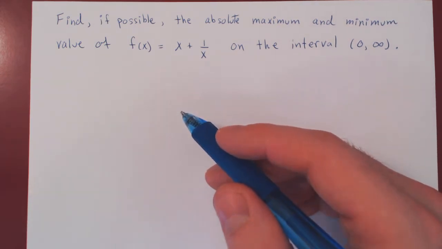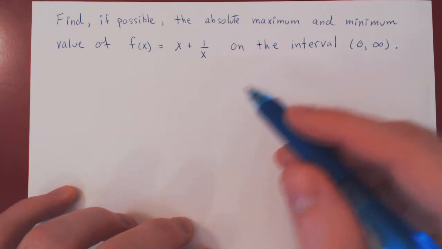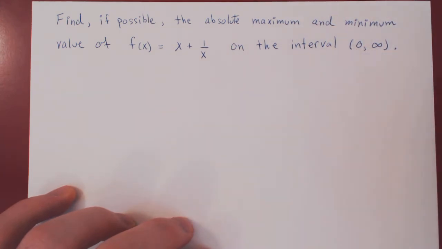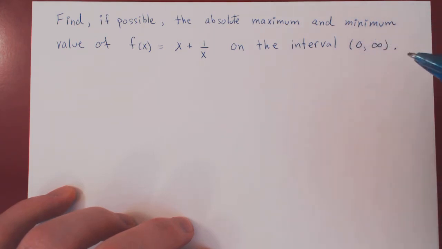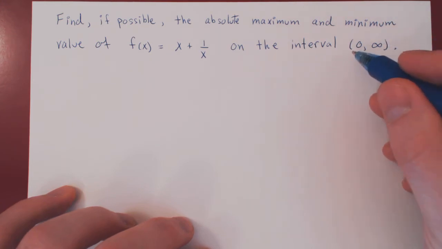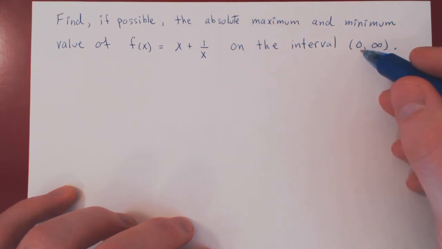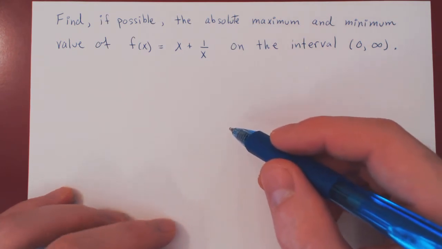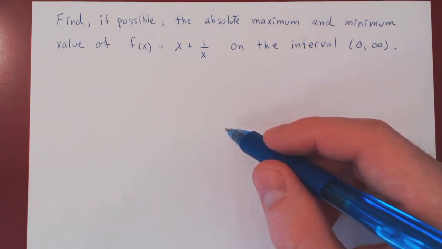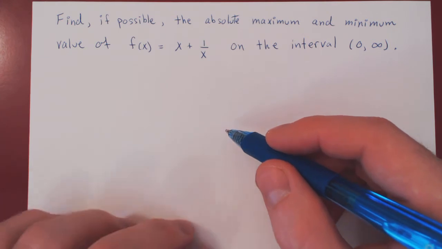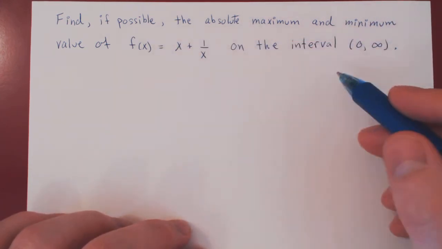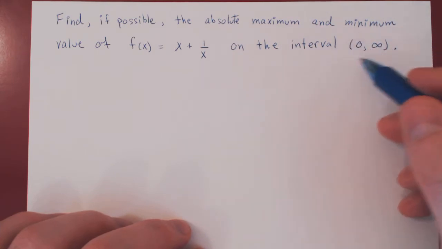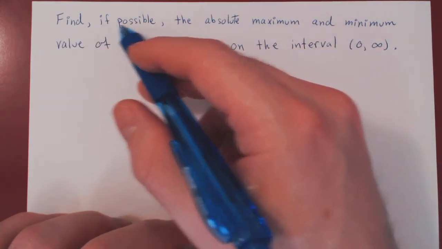But there is a second condition, and that condition is that the interval must be closed and bounded. Well, this interval is neither. The left endpoint is excluded, so this interval is open, not closed, and it's also unbounded as we go all the way up to positive infinity. So because the second condition of the extreme value theorem is not met, the function may or may not attain a maximum and or minimum value on this interval. And this is why I said if possible.